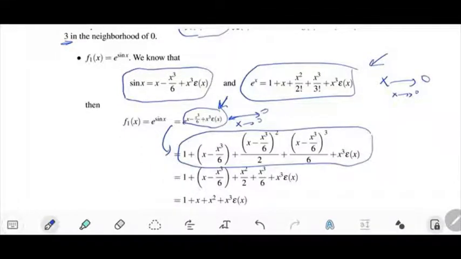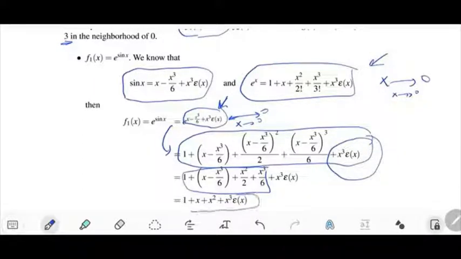So here what you should do is to expand this expression, but you should only keep the terms of order less or equal to 3, because all the terms that are of order greater than 3 will be grouped together in this x^3 epsilon of x, as I explained for the product. So you keep the terms of order less or equal to 3 that will give the expansion in here. So it will be 1 plus x plus x^2 plus x^3 epsilon x at the end.